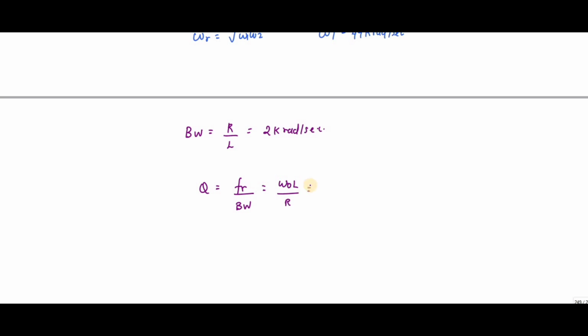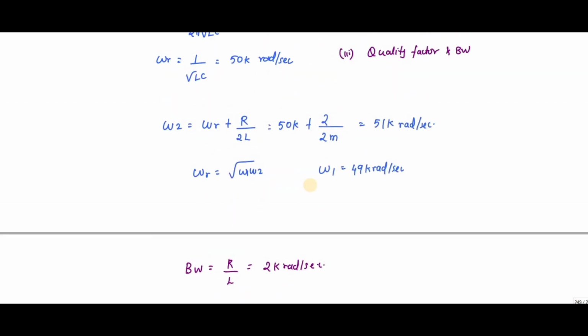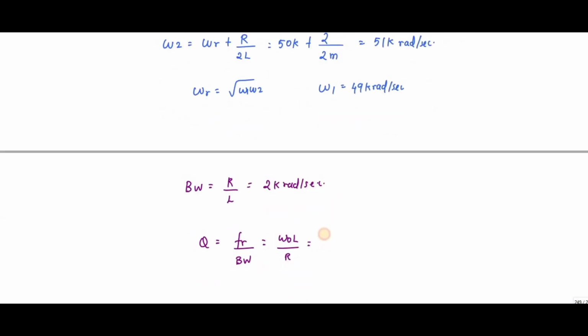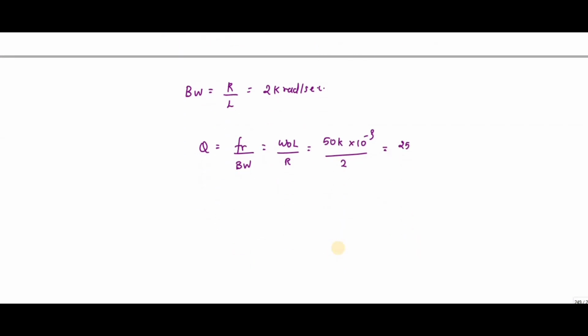So what is omega naught? Omega naught is 50K. 50K, L is 10 power minus 3 and R is 2. So you'll get 25. For a high Q circuit, what is high Q circuit means? The Q value must be greater than or equal to 10. So here you can see Q value is 25. So this is nothing but a high Q circuit.